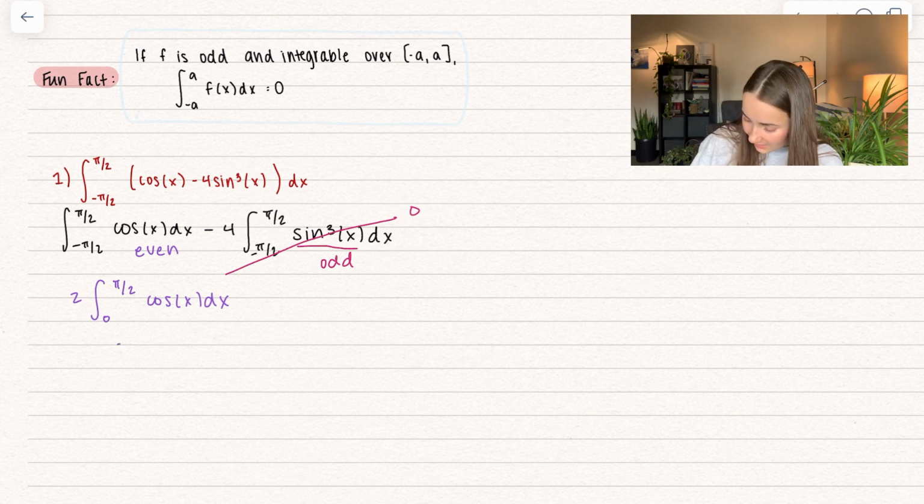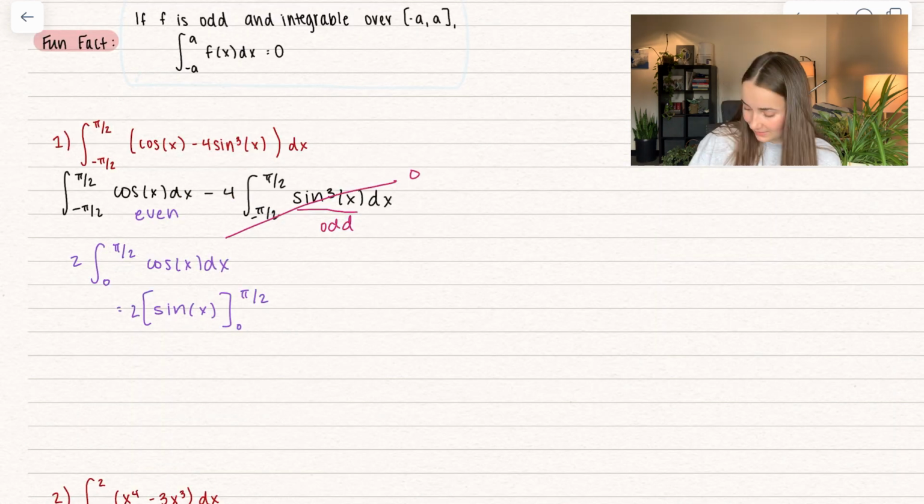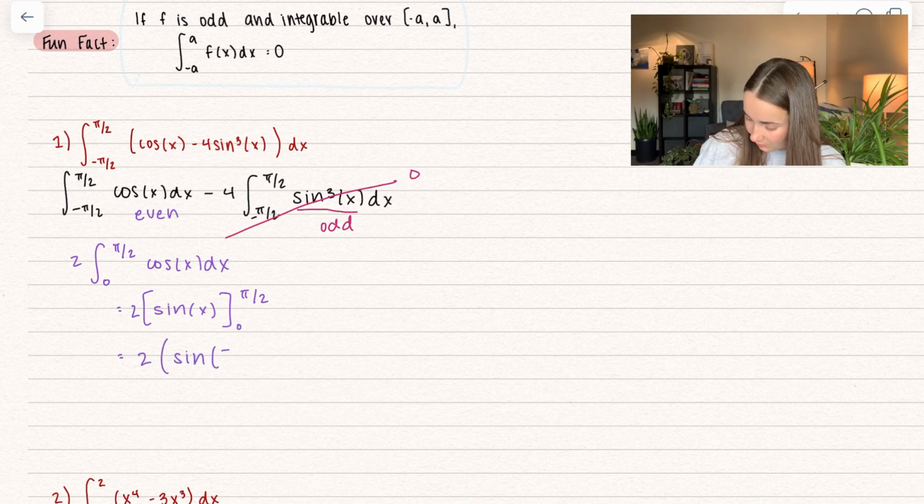So let's go ahead and take the antiderivative. We have the antiderivative cosine is sine. And don't forget that 2 is still hanging out there. And this is between 0 and pi over 2. Now we can go ahead and plug in upper minus lower. So that 2 is hanging out. And we have sine of pi over 2 minus sine of 0.